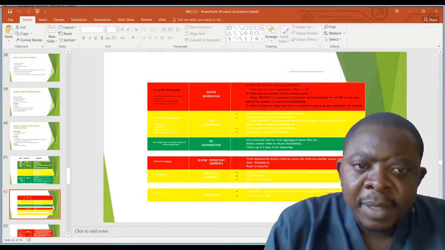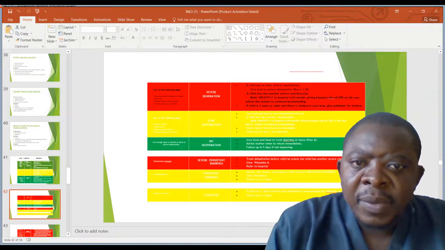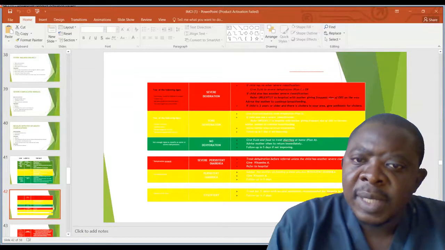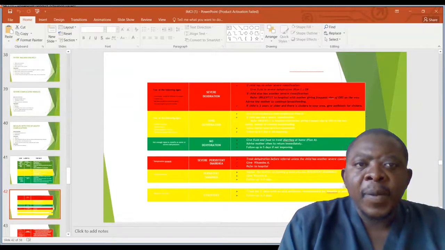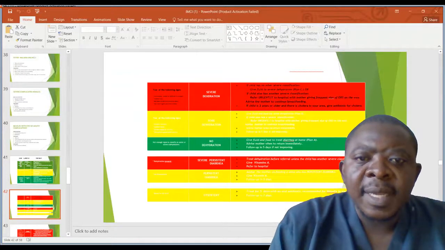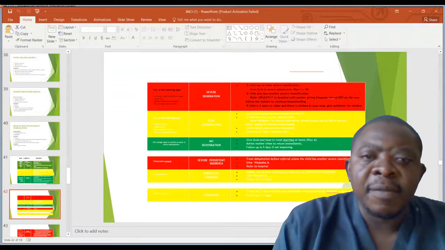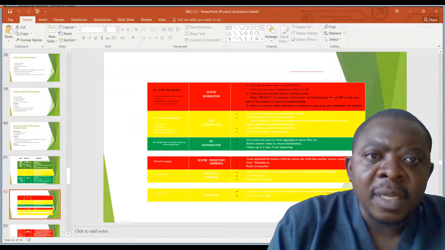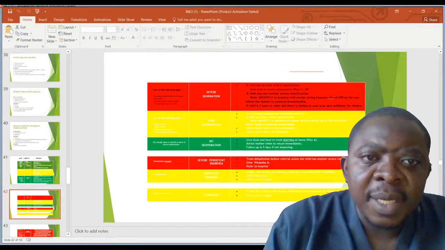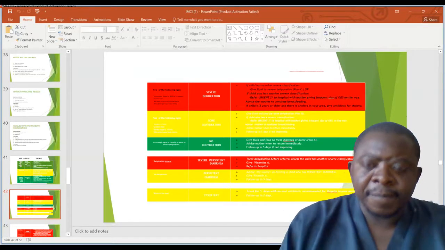If there are not enough signs to classify as severe dehydration, then under green we will say no dehydration, and they will give the appropriate treatment. Okay, so children can have severe persistent diarrhea if it has been there for more than 2 to 3 weeks. So that will be classified under red.